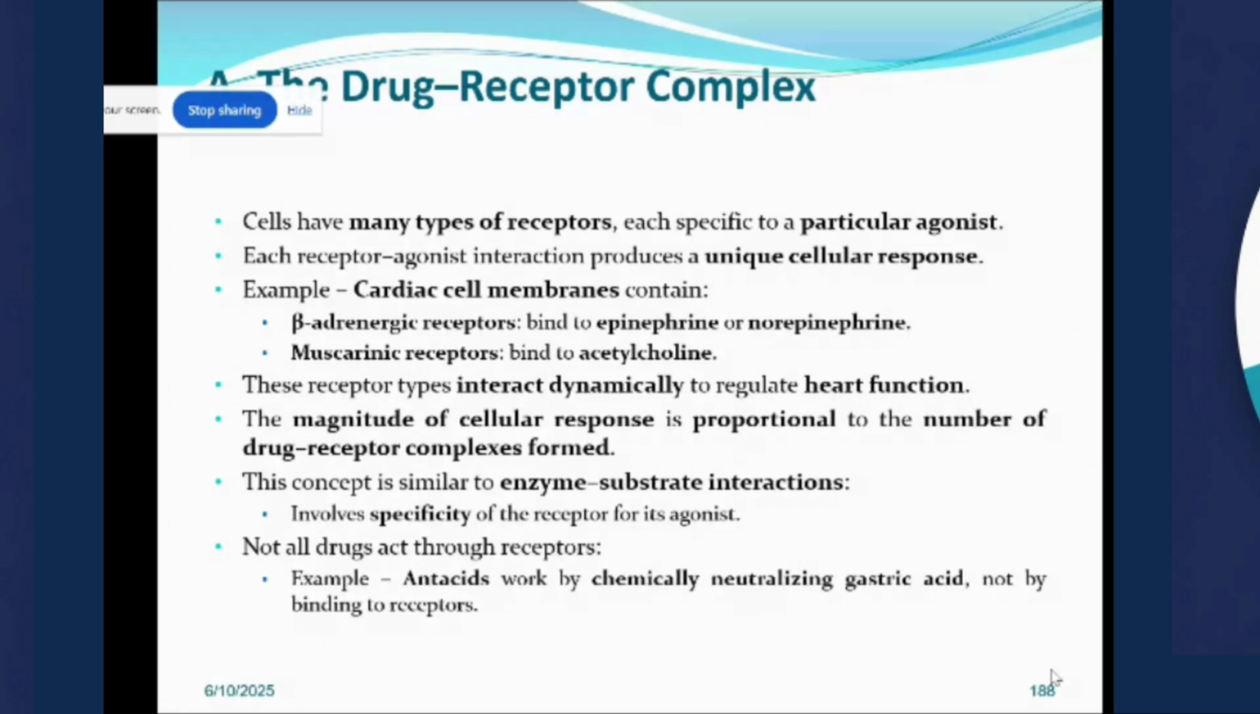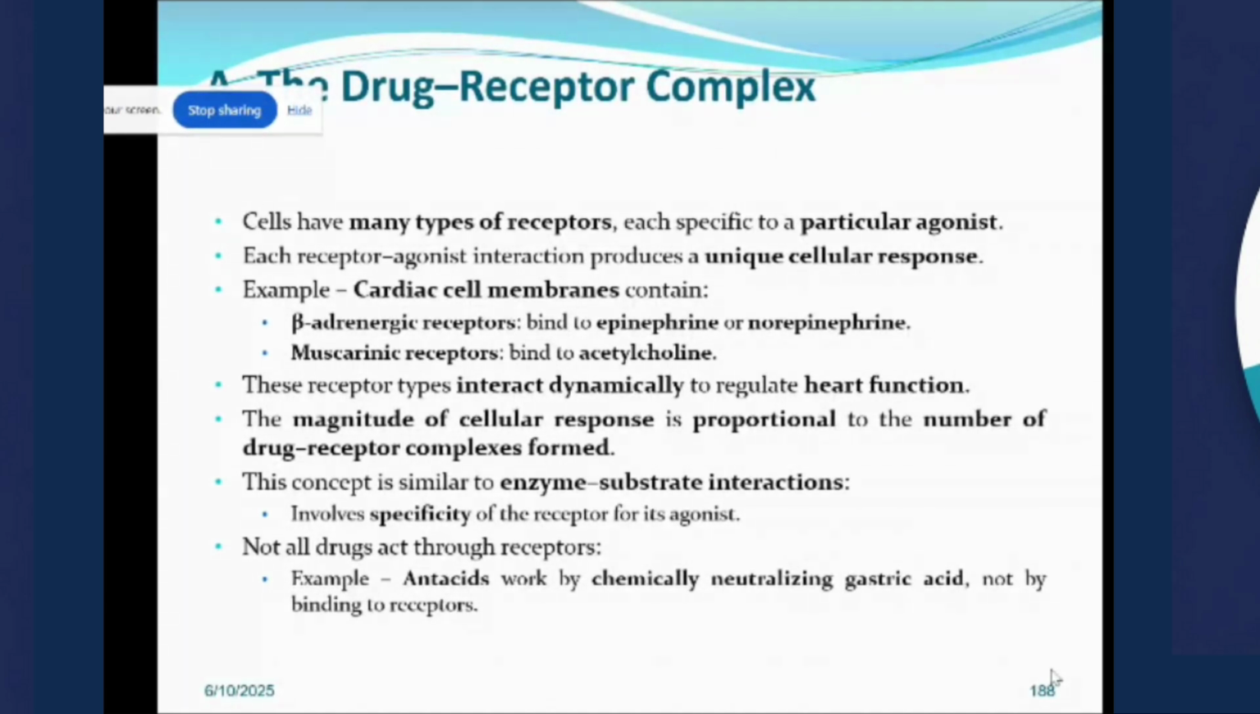So let's look at that which I had given here as an example. Beta-adrenergic receptors, they bind to epinephrine or norepinephrine, and that will increase the heart rate. Muscarinic receptors, they bind to acetylcholine. We know that will reduce the heart rate. These receptor types interact dynamically to regulate heart function. The magnitude of cellular response is proportional. That is a critical point there. It is proportional to the number of drug receptor complexes formed.